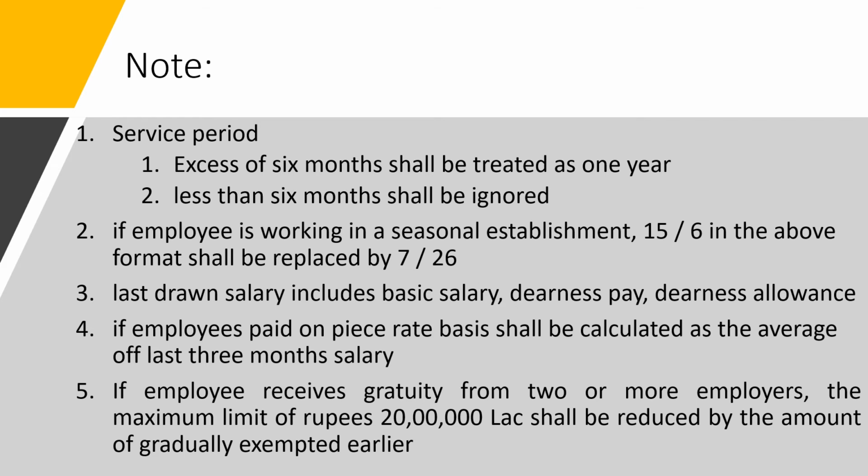Then these are a few notes we should consider. One important thing is service of more than 6 months. If you have worked in the organization for 10 years 7 months, the extra 7 months, being more than 6 months, should be considered as one complete year. Example: 5 years 7 months, then his service will be 6 years. And if it is less than 6 months, if an employee has worked for 5 years 3 months, that portion less than 6 months should be ignored, and only 5 years will be his service in the organization.